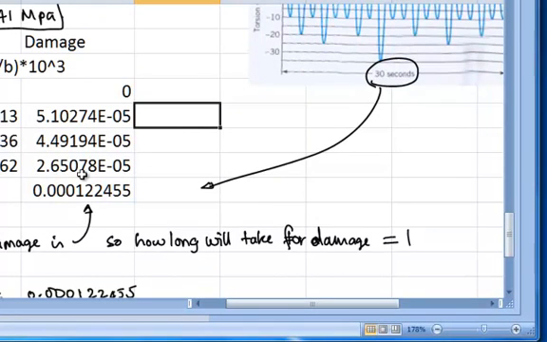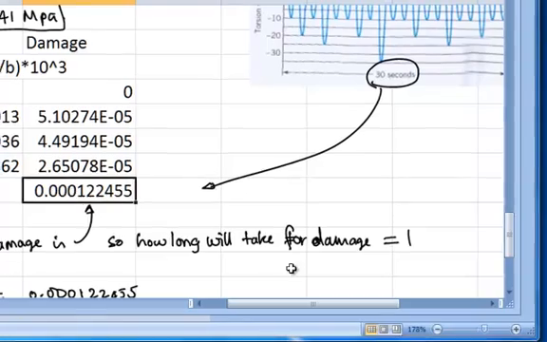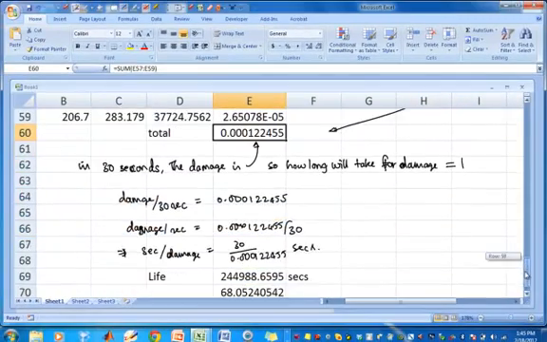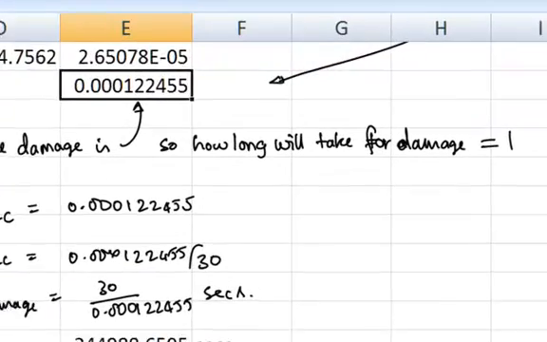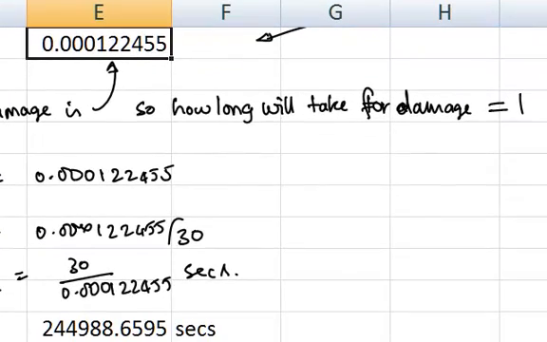So if I add all of them, the total damage in 30 seconds is 0.00122, whatever. So in 30 seconds, you're going to accumulate this much damage. How long will it take for the damage to become 1? And that's easy. It is 30 over this number. It will last for 24,000 seconds, which turns out to be about 68 hours. Got that? Very good. Thank you very much.